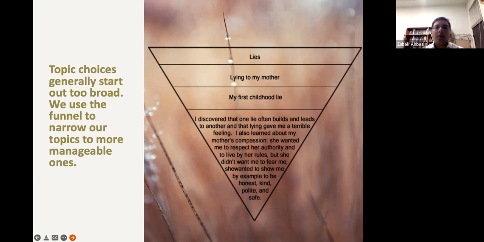Now, if we want to apply this in law, you may say first law, then the second, more narrow, would be contract, and the third, narrower, would be consideration, right? So this is how you always use this concept of a funnel to be more specific for your topic.